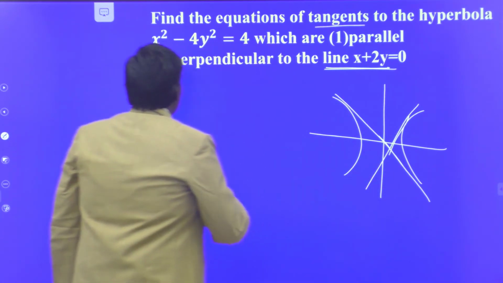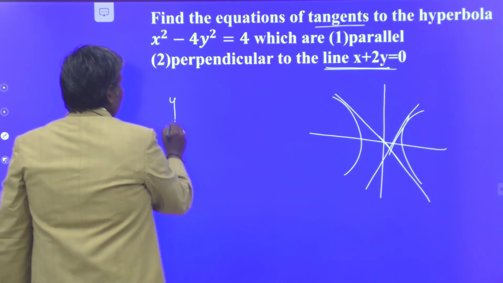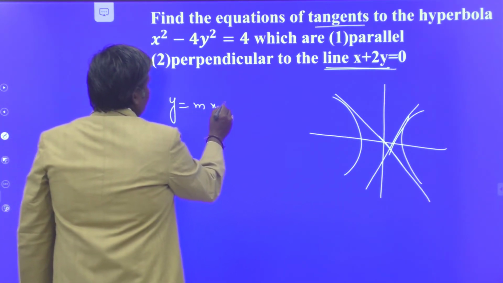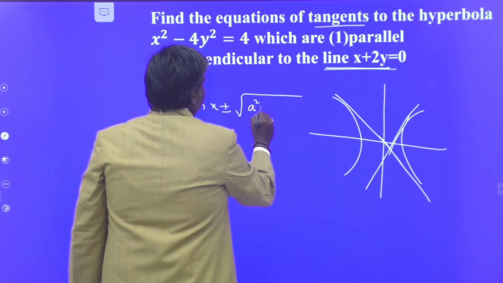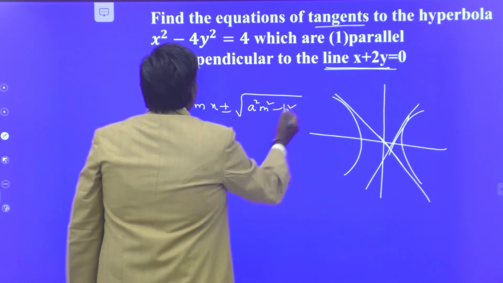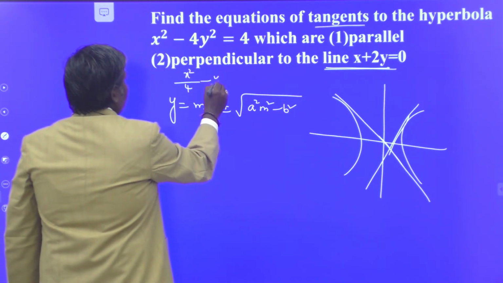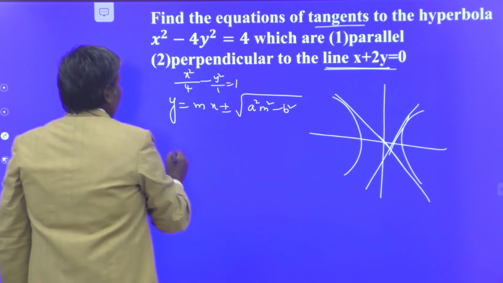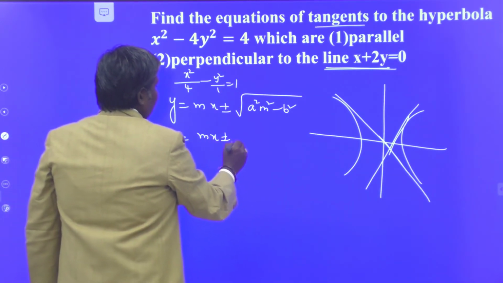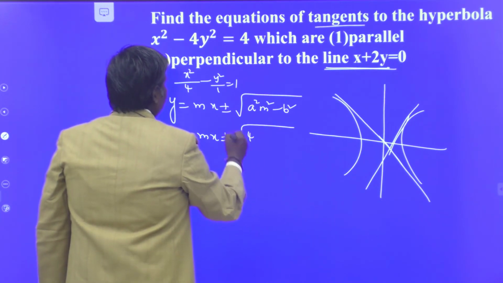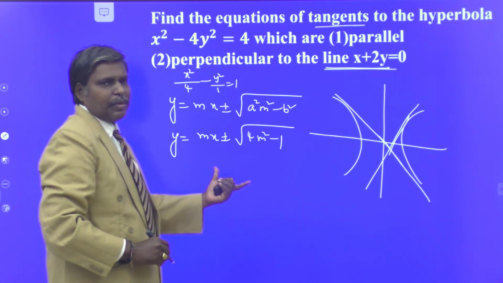Understand? So the equation of any tangent to my hyperbola is what? y equals mx plus or minus root of a square m square minus b square. What is your a square here? This is x square by 4 minus y square by 1 equal to 1. That is, y equals mx plus or minus root of 4m square minus 1. This is any tangent to my hyperbola.